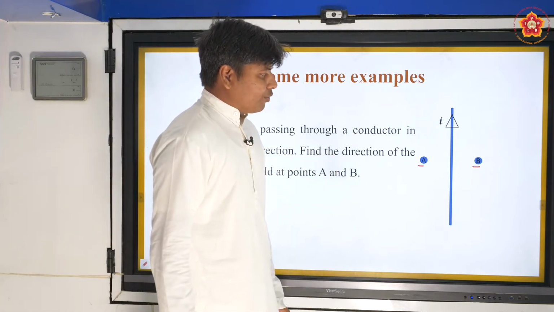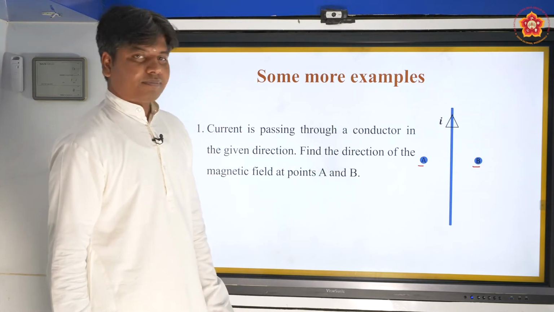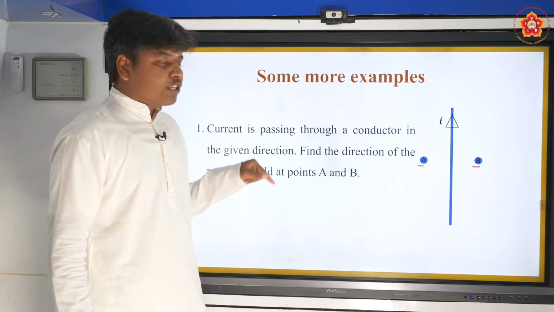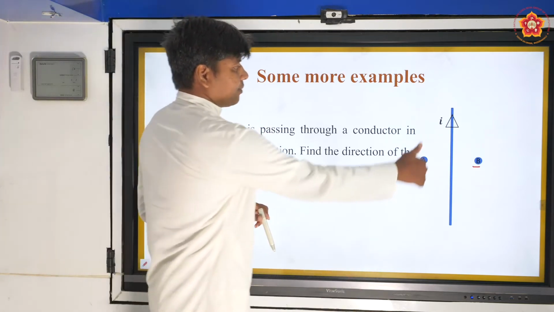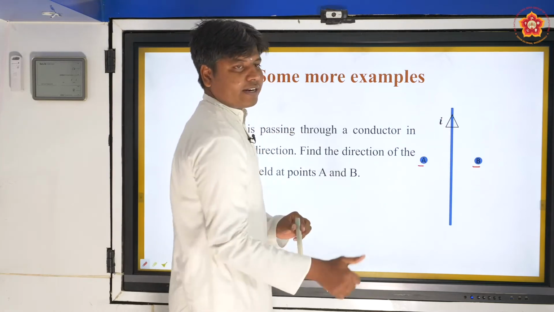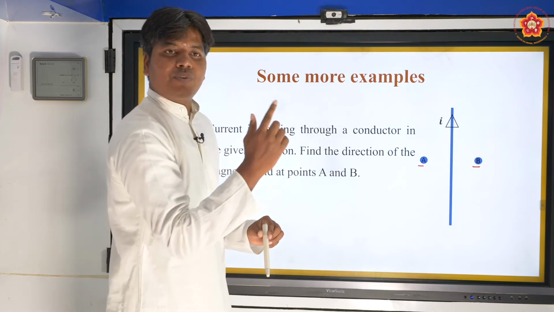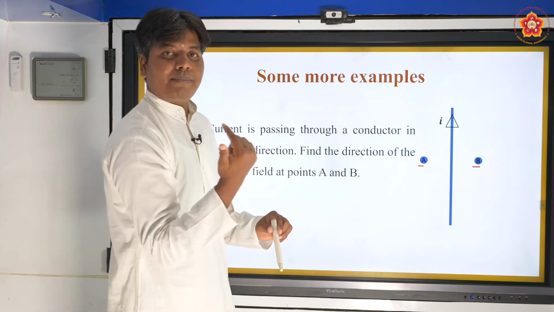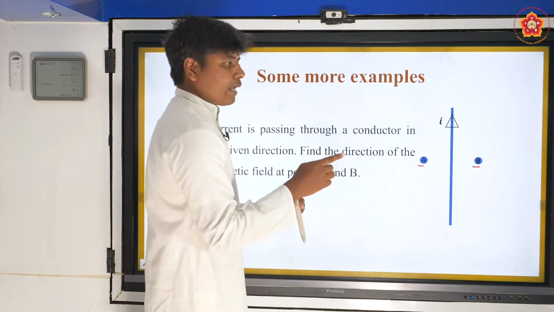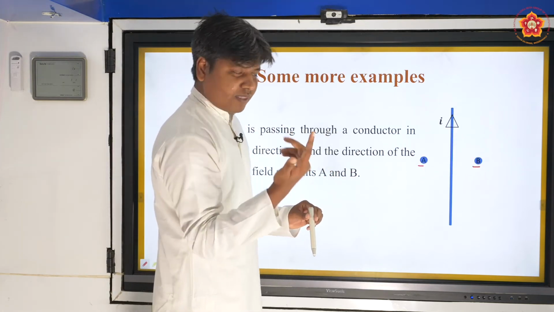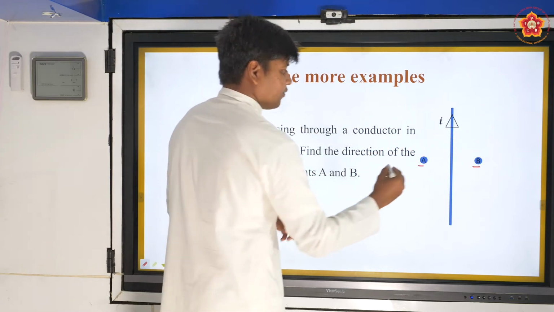Now, we know this current carrying conductor will produce a magnetic field around it. And the direction of the magnetic field line will be given by the right hand thumb rule. Put your thumb towards the direction of current and curl your fingers. The direction of curling of your fingers will give you the direction of the magnetic field line. So I'm curling the fingers. So what happens? The field lines will go inwards and come out, right? So it will be like this.